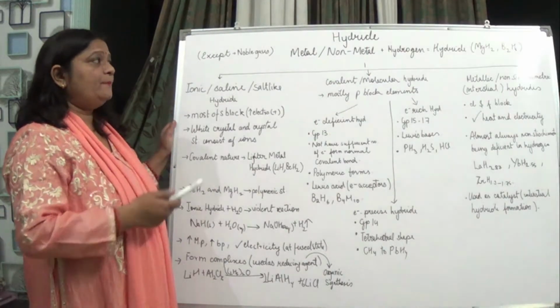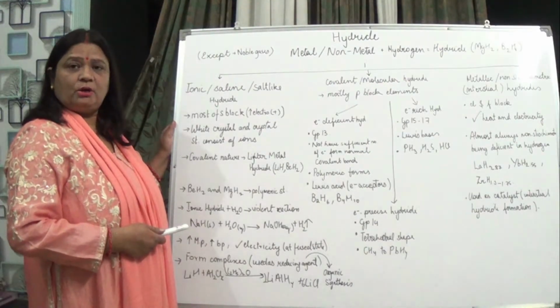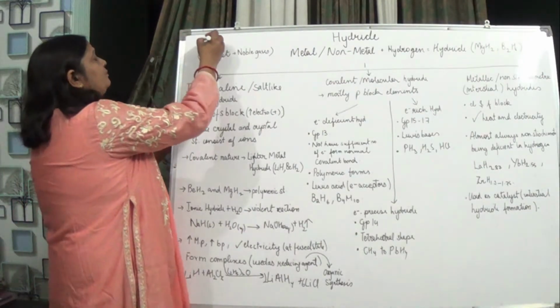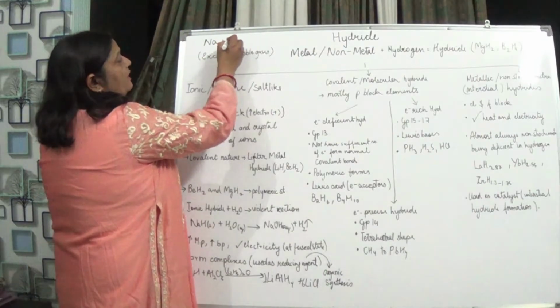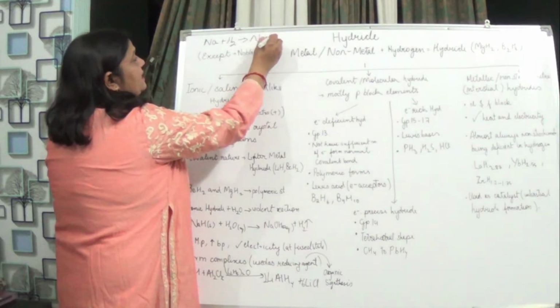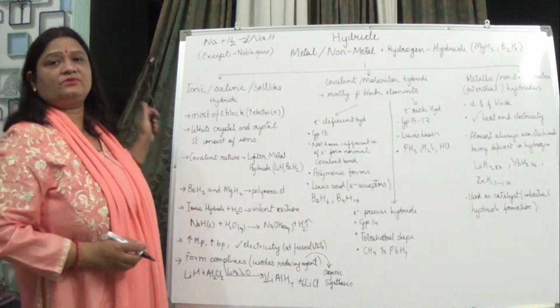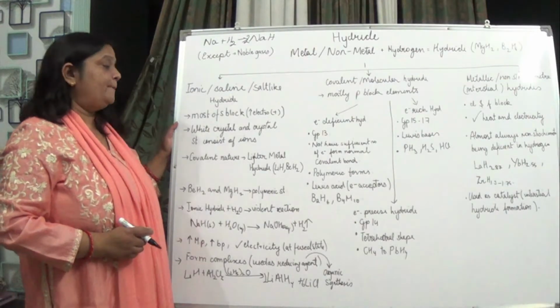For example, take sodium hydride, NaH. Sodium reacts with hydrogen to give NaH. Here the electrons are transferred to hydrogen, and an ionic bond is formed.